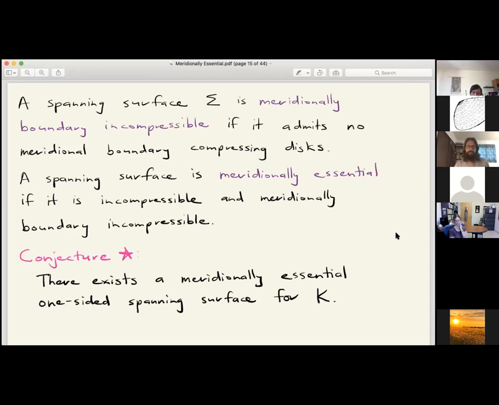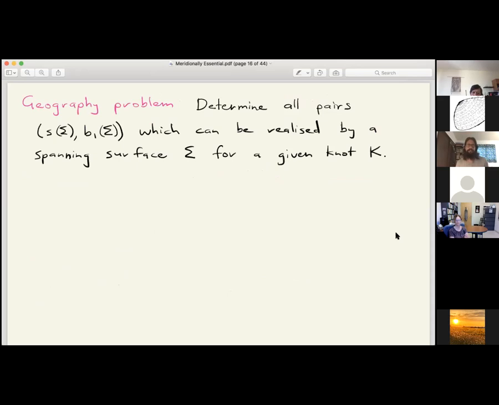Okay, so let's forget about these technical conditions, meridionally essential, for a while, and let's just think about all spanning surfaces for a knot. And so this is what I would call the geography problem for spanning surfaces in the three sphere. And so that says determine all pairs of S, B1. Here, S is the slope, B1 is the first Betti number. I'll remind you in a moment what those are. Which pairs of these integers can be realized by a spanning surface for a given knot?